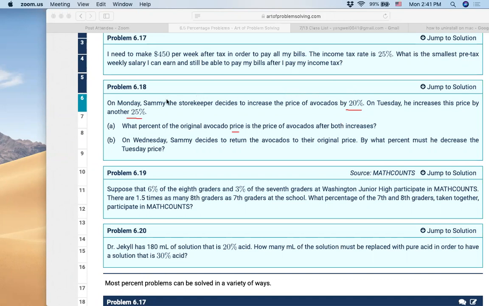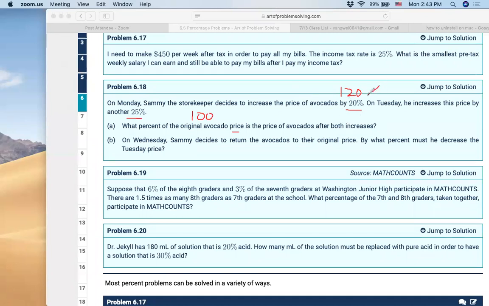To solve this kind of problem, usually give the original price as 100. That would be the easiest way. Let's set the original avocado's price as 100. Then after the first 20% increase, the new price will be 120, right? Then add another 25%, that's based on 120.